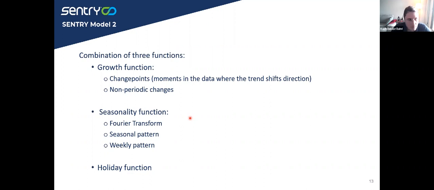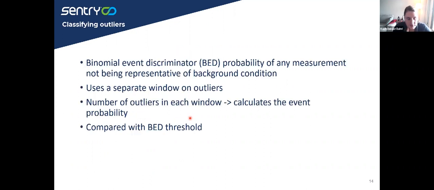wastewater influent. And finally, for differentiating between those outliers and events, we are using the binomial event discriminator, or BED. BED is basically evaluating the probability of an event happening based on the number of outliers. So it has a separate window. It slides through the outlier array, a binary array, and it is calculating the probability based on the number of outliers within each window. And if it exceeds the BED threshold, it declares those outliers as events. Otherwise, those are not events.